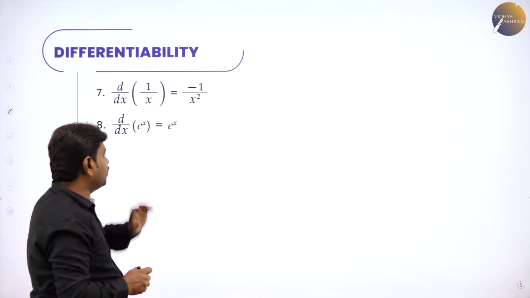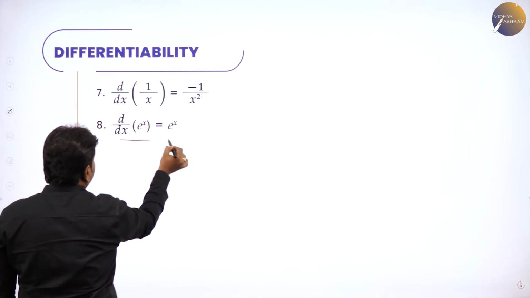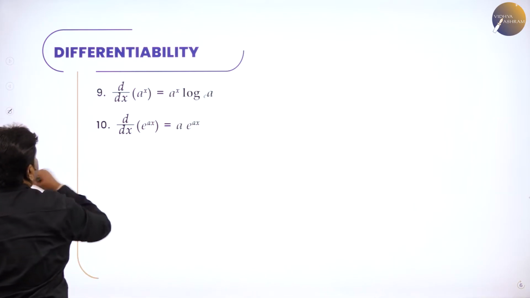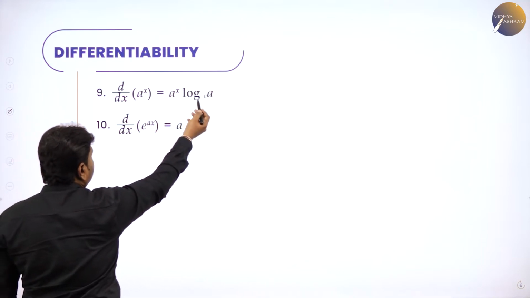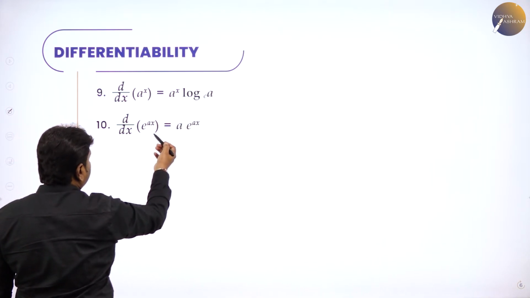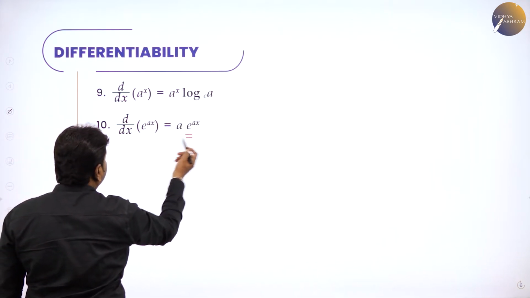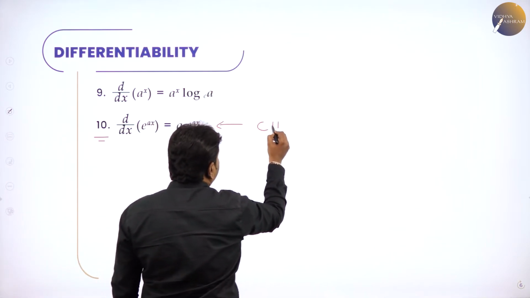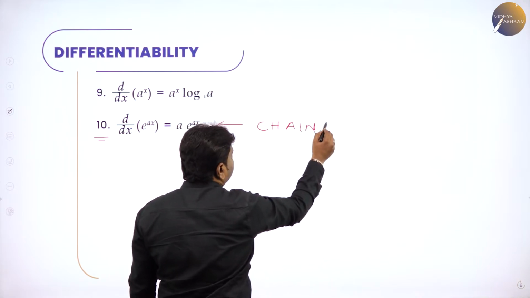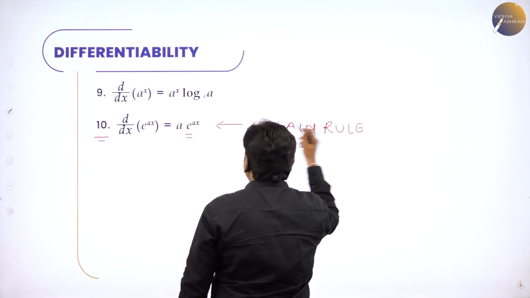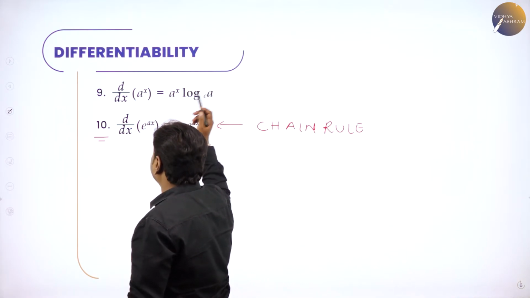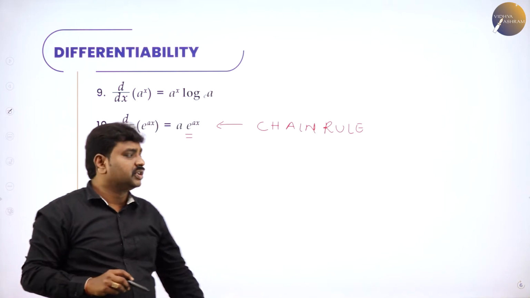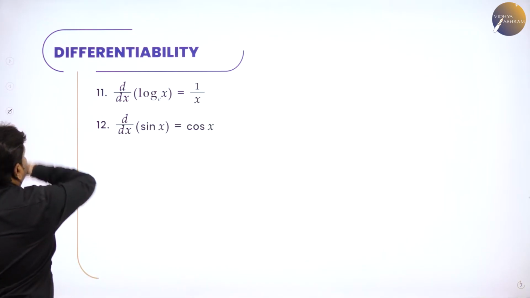Derivative of e power x is e power x. What is d by dx of e power x? E power x. Then we have d by dx of a power x. A power x is a power x into log base e a, and d by dx of e power ax is a into e power ax. For this we use the chain rule. In my next class I will be teaching you what is meant by chain rule and how to apply chain rule to get this.